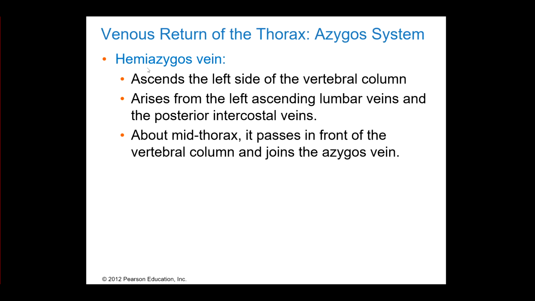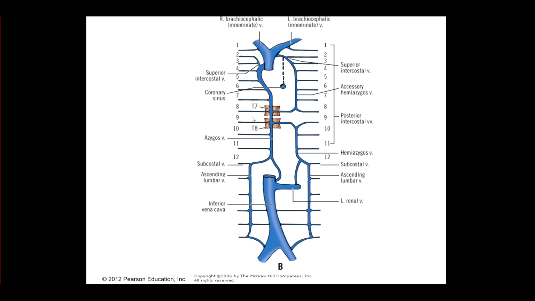The hemiazygos vein ascends the left side of the vertebral column, right? It arises from the left ascending lumbar vein, right? So all I'm saying is going to be on the lower left, and it comes from the ascending lumbar vein right there. And it's also receiving from the posterior intercostal veins.